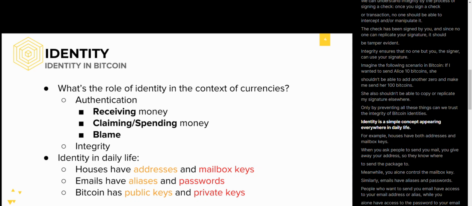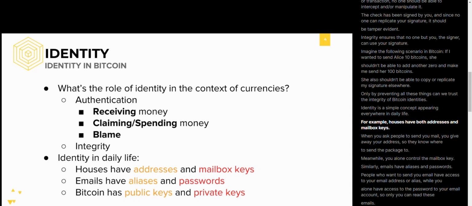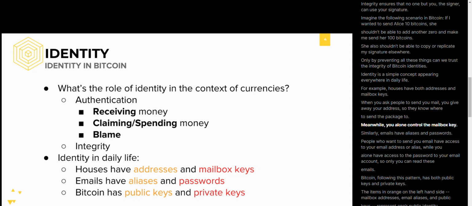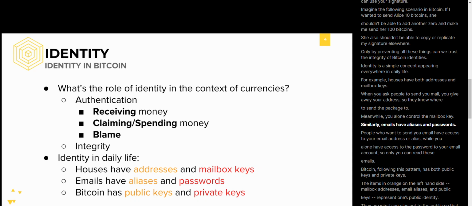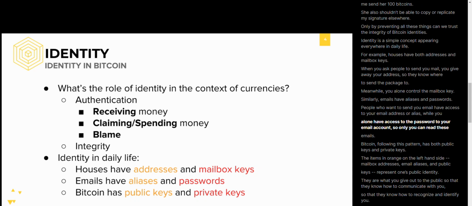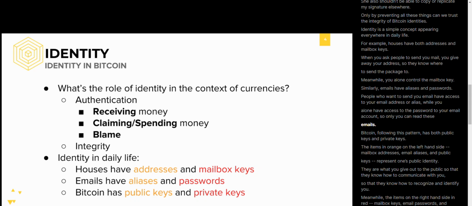Identity is a simple concept appearing everywhere in daily life. For example, houses have both addresses and mailbox keys. When you ask people to send you mail, you give away your address so that they know where to send the package to. Meanwhile, you alone control the mailbox key. Similarly, emails have aliases and passwords. People who want to send you email have access to your email address or alias, while you alone have access to the password to your email account, so only you can read these emails.